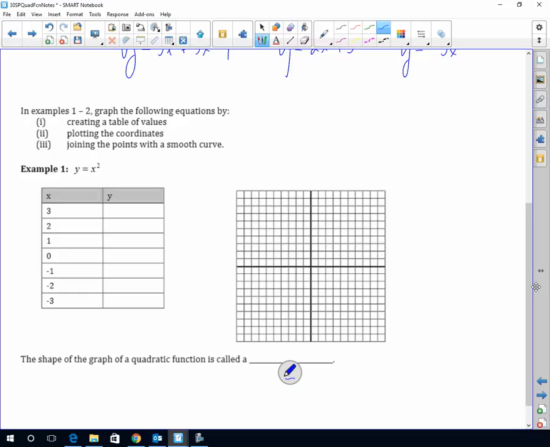What about 2? 4. What about 1? 1. What about 0? 0. What about negative 1? It'd be positive 1. Why is that? If I square something, that means negative 1 times negative 1, right? That would be positive. Negative 2, the whole thing squared. Positive 4. Negative 3, the whole thing squared. Positive 9. Let's plot this.